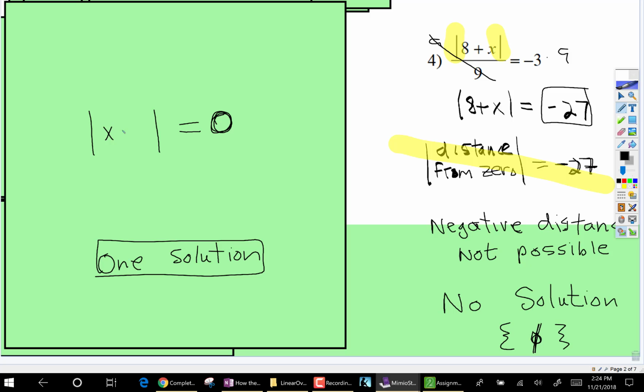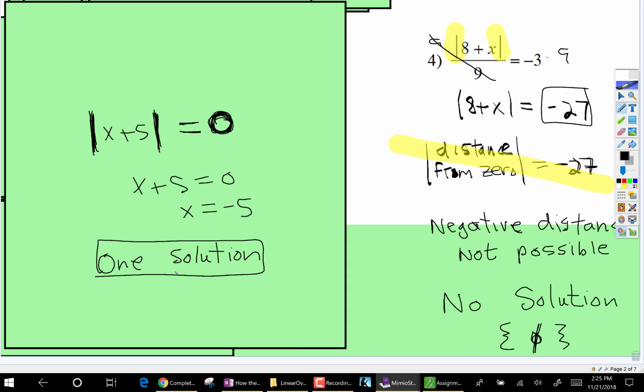Let's say this said x plus 5. You would just remove the absolute value bars, set that equal to 0, subtract 5 on both sides, and you'd get one solution. But the only time you get one solution for an absolute value is once you isolate the absolute value bars. There's nothing else attached or unattached on the absolute value bar side. If the right side is equal to 0, there will just be one solution.